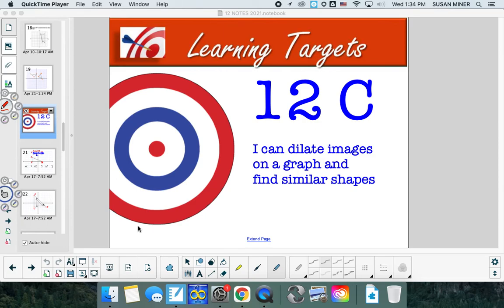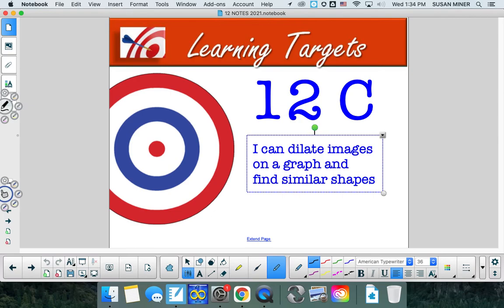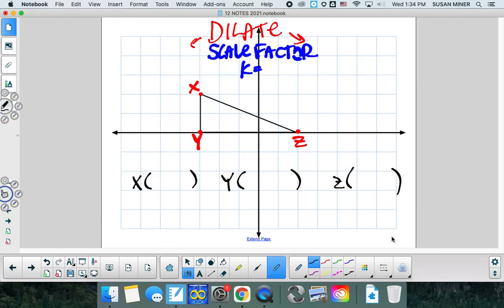Remember, a dilation is going to resize our object. Here we go again with my pen. All right. A dilation is a resize of an object. I'm going to either make it bigger or I'm going to make it smaller. I can dial something up or I can dial it down. Okay. So here's our object.